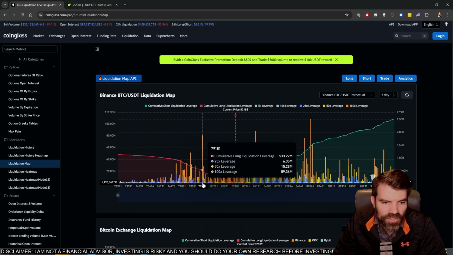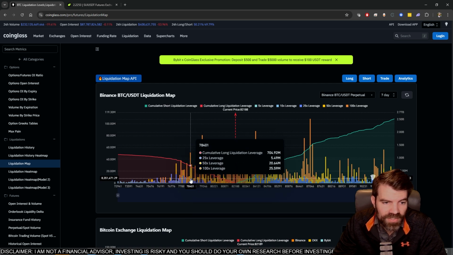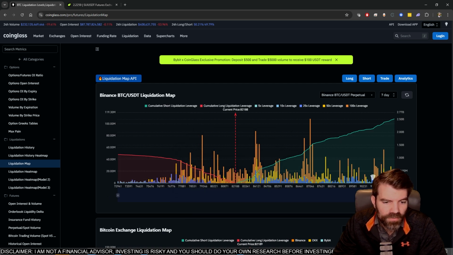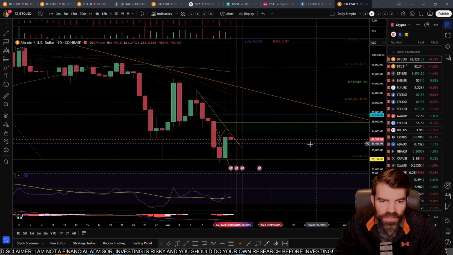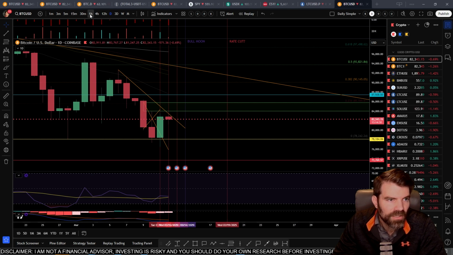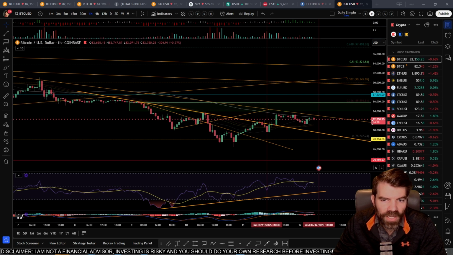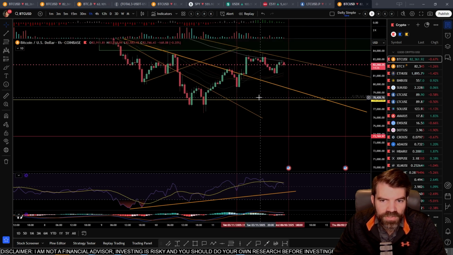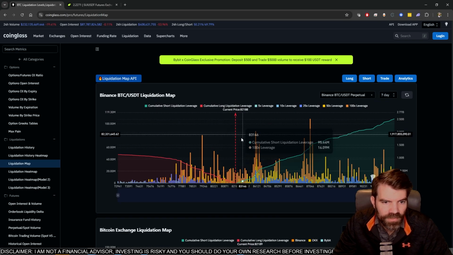There's a lot of liquidations around 79,000 right now, and 78.4. You can see 78.4 is not very low. That would still be a higher low. So if we go to 74, 70, what did I say? 70 what?